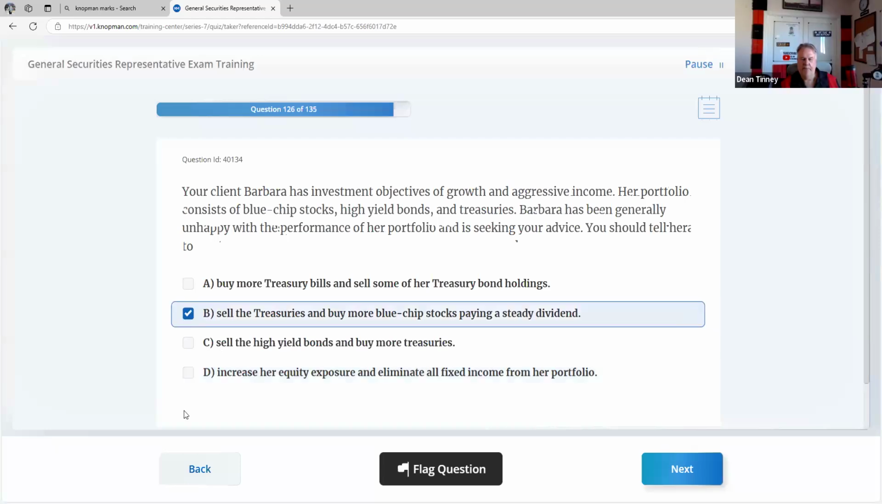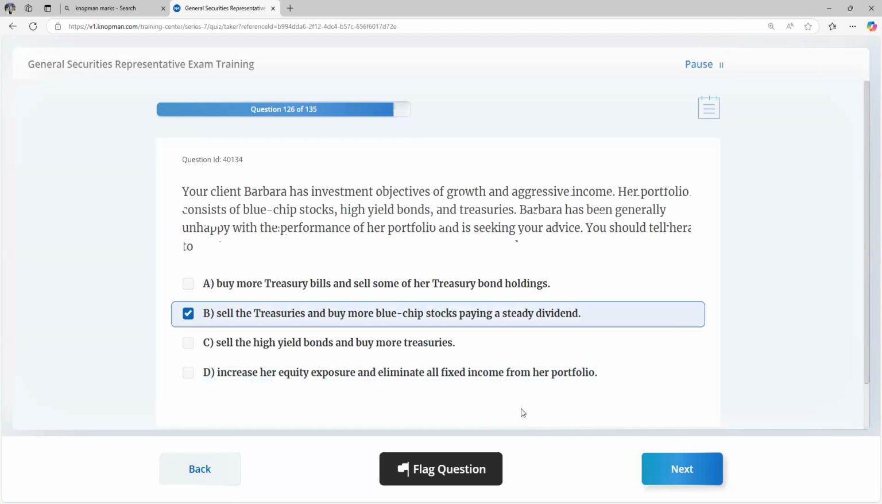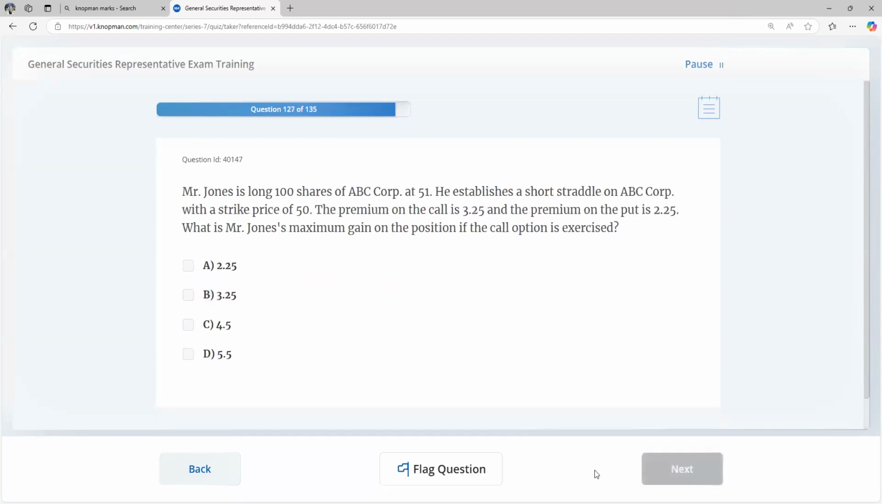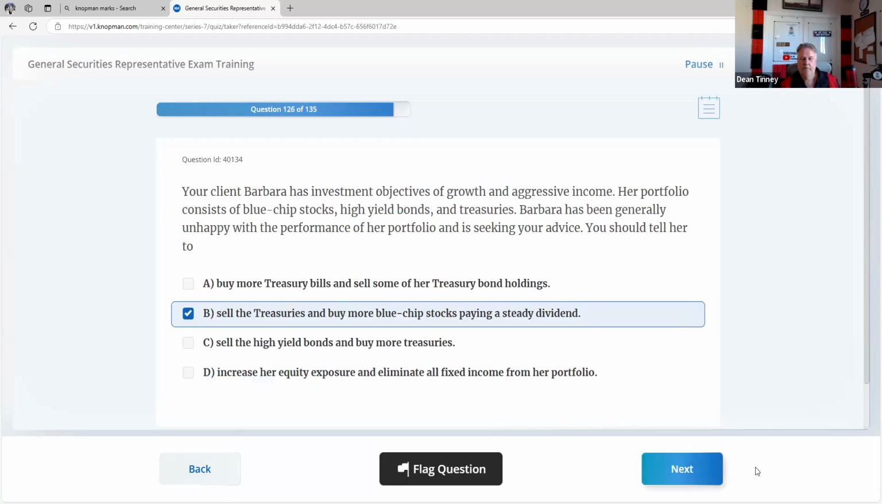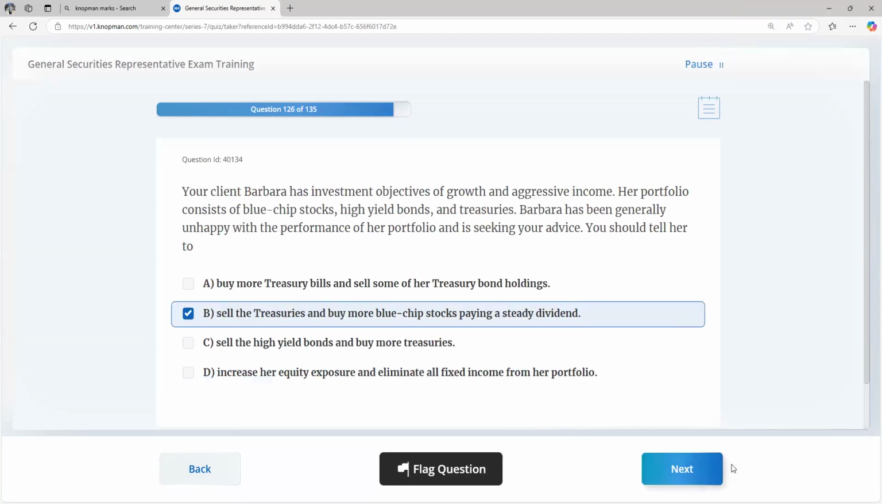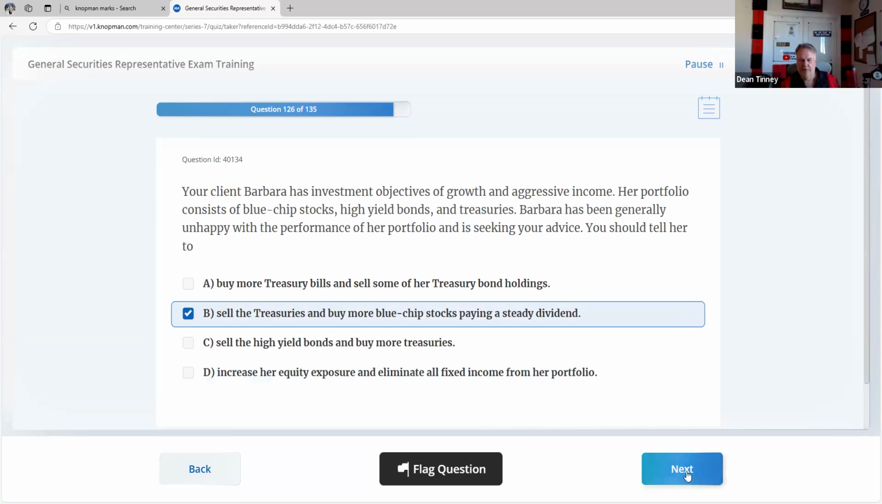I think that one's better. Huh? I think B is better. You want B? Yeah, I think B sounds better because you're still increasing her equity exposure, but you're not eliminating everything. I think it's pretty aggressive to get rid of all the fixed income, because that would give her her high yield bonds, which is the aggressive income component, right?